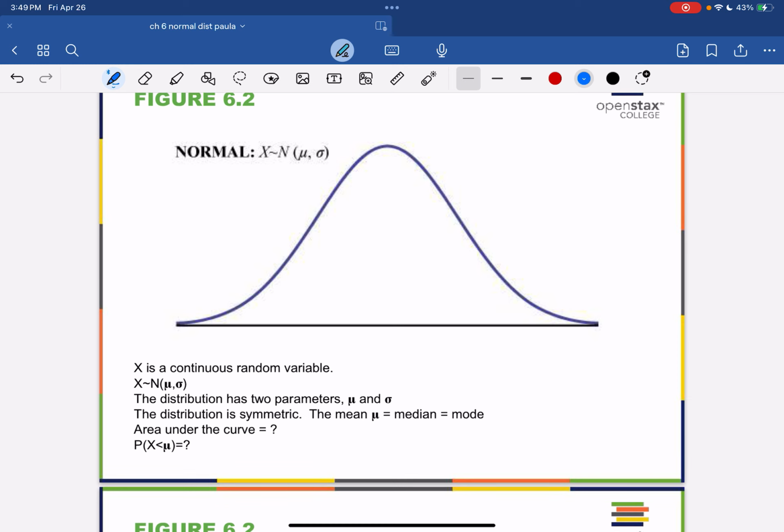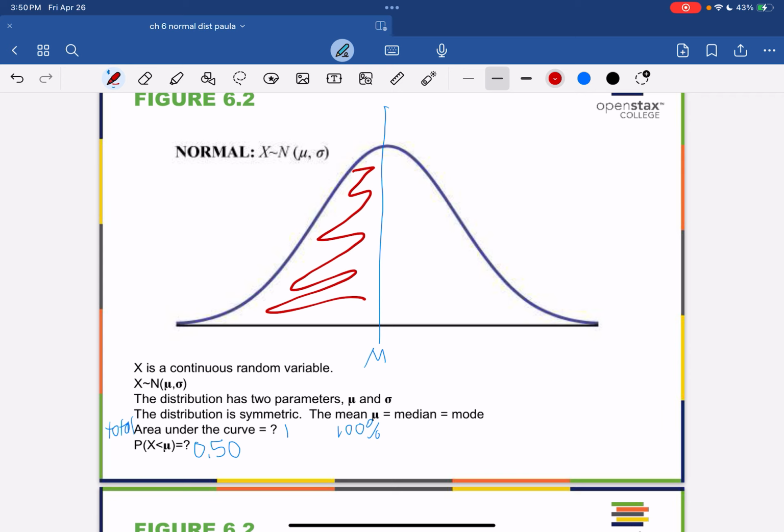What is the total area under the curve? So I did not write the word total here, but that's what I meant. Total area of the curve is 1, because it's 100% of all the data values are under that curve. And the second question is, what is the probability that a random data value is smaller than the mean? So if we draw a line right in the middle for the mean, then exactly 50% or 0.50 probability is lower than that. So these are the values that are below the mean.